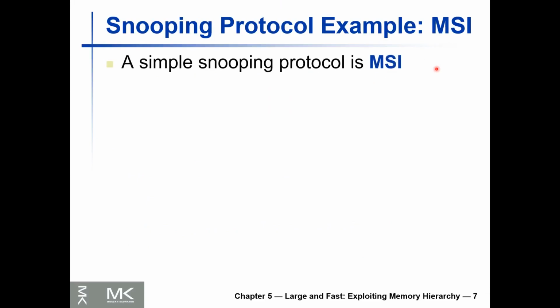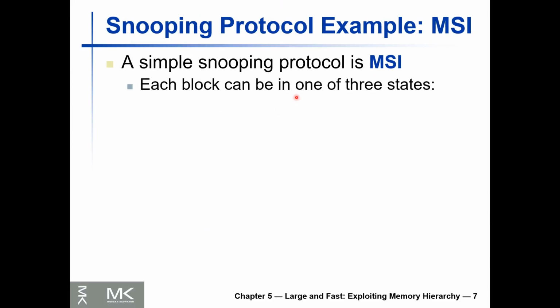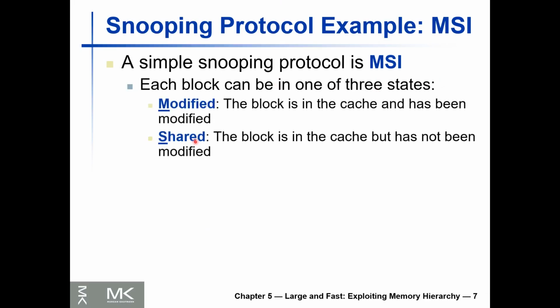MSI stands for the three different states, M, S, and I, that a cache block can be in with respect to this protocol. Under the MSI protocol, each block can be in one of three different states: the modified state, the shared state, and the invalid state. The invalid state is where the MSI comes from. It represents when a block is not in the cache, and we've seen this before with valid bits: valid, invalid.